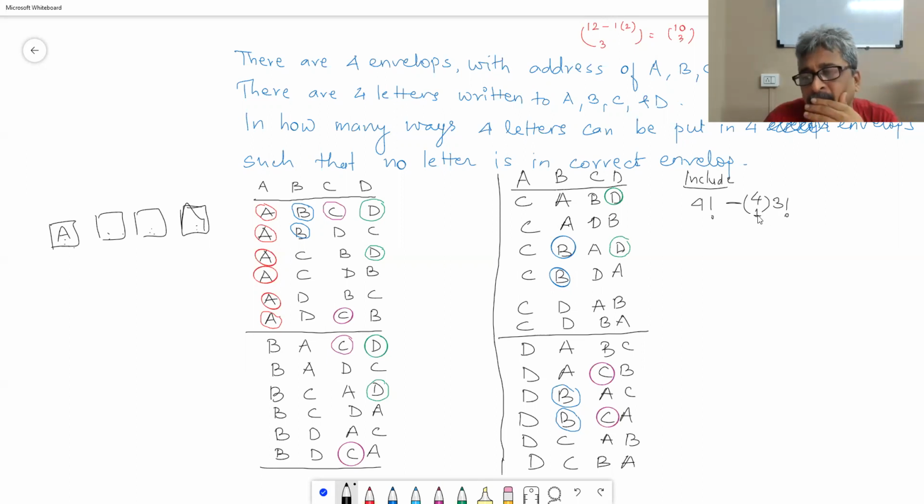But then, if 2 letters are in the correct place, then we have subtracted because of A and we have subtracted because of B also. Unfortunately, 2 times subtraction, 1 time addition. Therefore, we might as well add them. In how many ways can we choose 2 letters out of 4? 4 choose 2 ways.